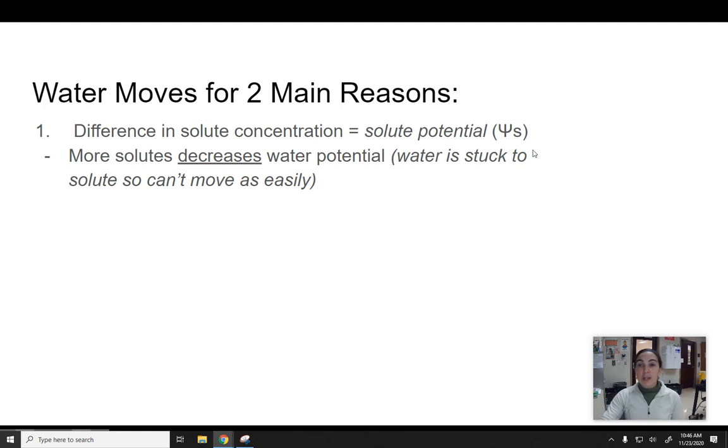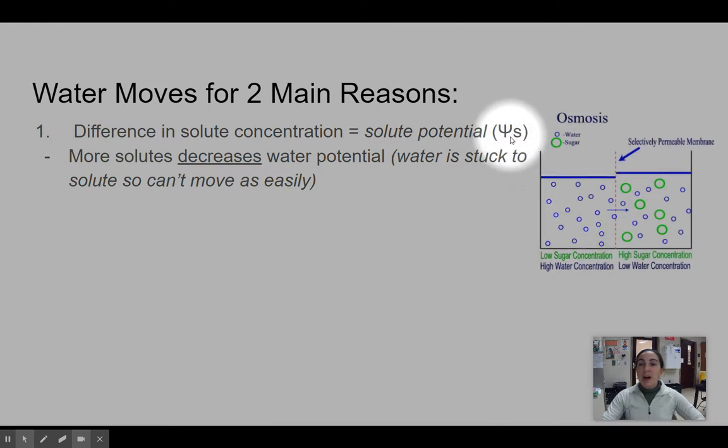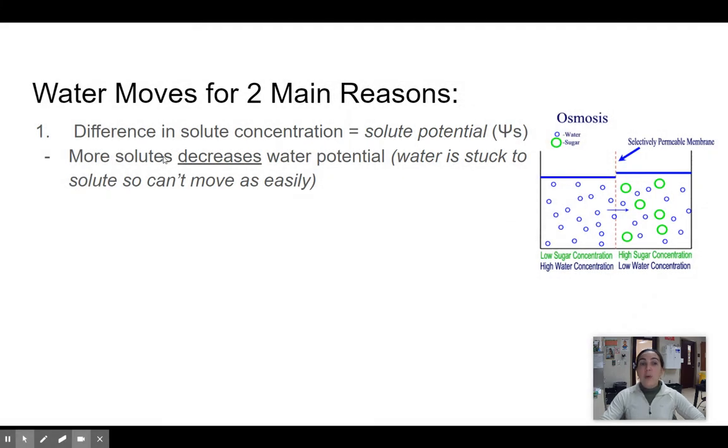And there are some equations that go with this. You'll see this little symbol right here. This symbol is some Greek letter, and I honestly don't remember which one it is, but with a little S next to it, that stands for solute potential. And that's one of the reasons that water moves. When you add solutes, that actually decreases the water potential because the water kind of sticks to the things that are dissolved in it. It can't move as easily.